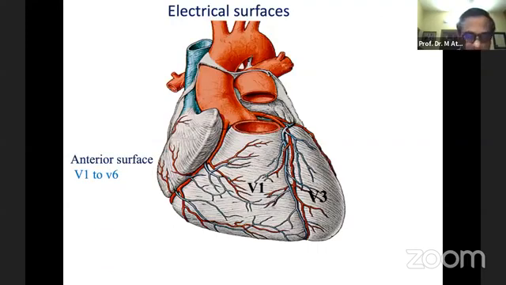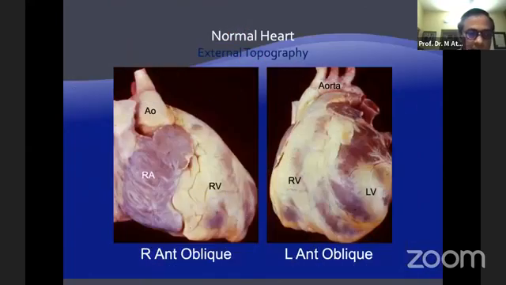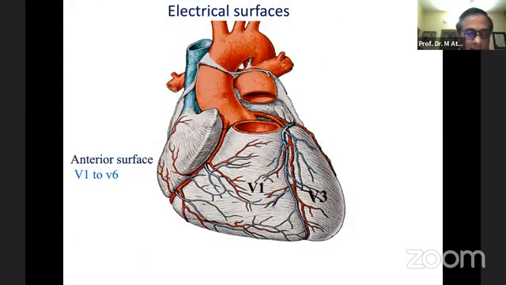And this is the electrical surface. Practically what we described earlier is the real anatomical part. This is the specimen of the heart, and this is the real anatomy. But here we can describe the electrical surface of the heart. Electrical surface means the anterior surface, which is described in terms of the ECG, that is V1 to V6. Sometimes it is also described as the extensive anterior surface, which also includes lead 1 and AVL. So the anterior surface is practically restricted to leads V1 to V6.